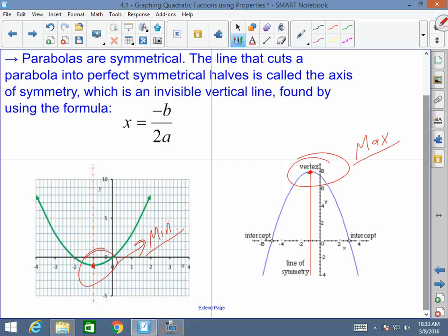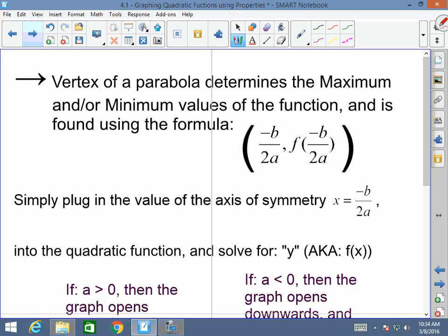All right. So, does everyone understand the axis of symmetry and how you get it? It's a formula: x equals negative b over 2a. Now, the vertex of a parabola, which we already saw, determines the maximum or the minimum of the function. And it is found by using the following formula. This goes back to what my student just asked. He said, hey, the axis of symmetry is x equals negative b over 2a, so isn't this negative b over 2a also the x value of the vertex? You're darn right it is.